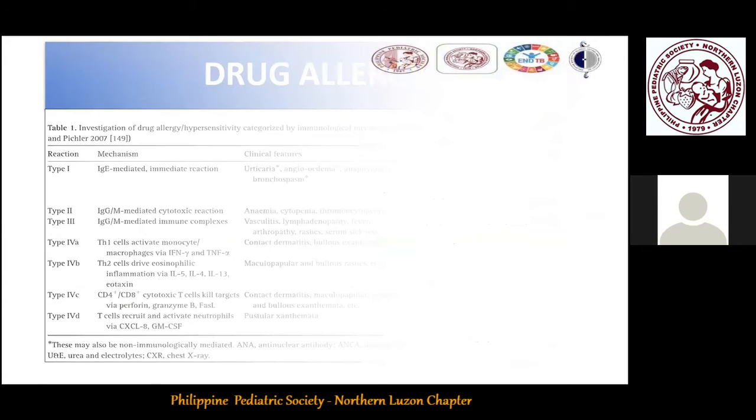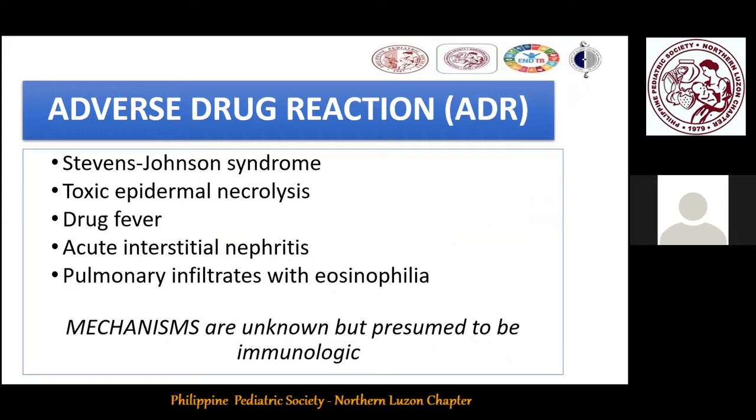Okay. Adverse drug reactions can also present as follows. So these are mechanisms that are unknown but presumed to be immunologic. Hence, the correct answer for the first question is actually letter B, because it is not type A. It is type A, and the question is talking about the type B reaction. All of those are examples of type A.